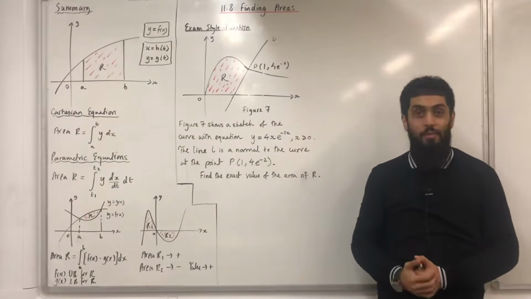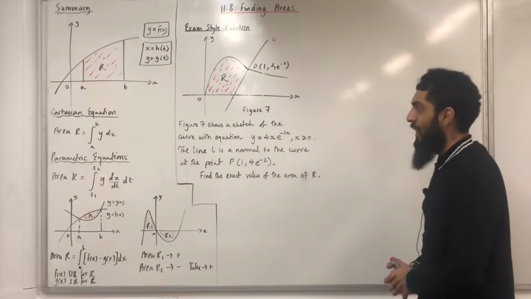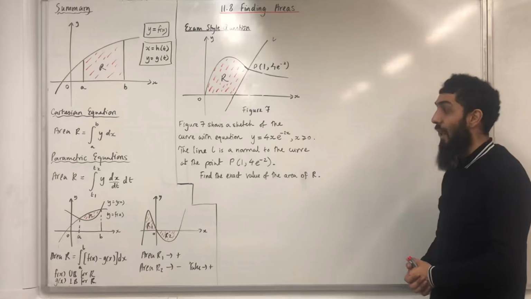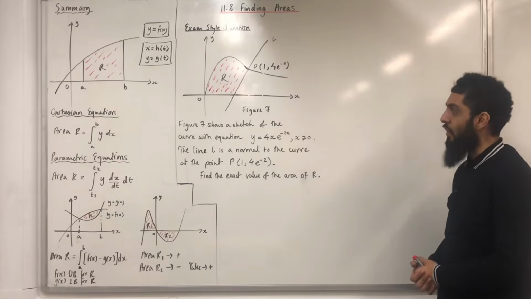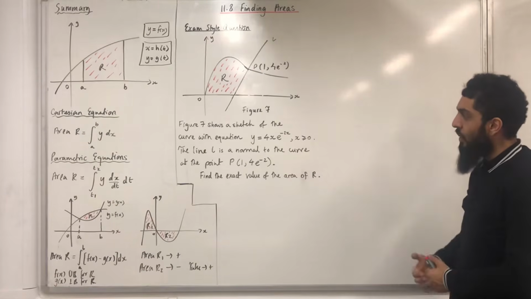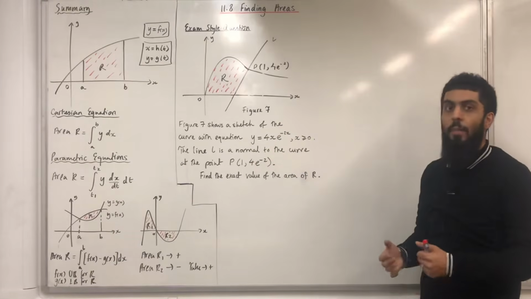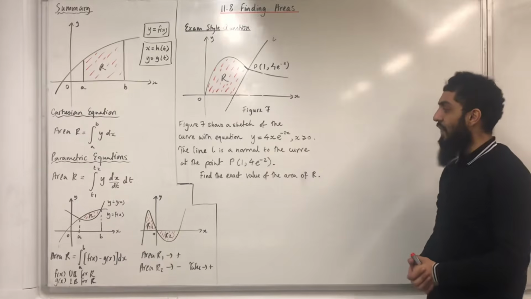Here is a very juicy exam style question. Figure 7 shows a sketch of the curve with equation y equal 4x e to the power minus 2x where x is greater than or equal to 0. The line L is the normal to the curve at the point P with x coordinate 1, y coordinate 4e to the power minus 2. Find the exact value of the area of R.